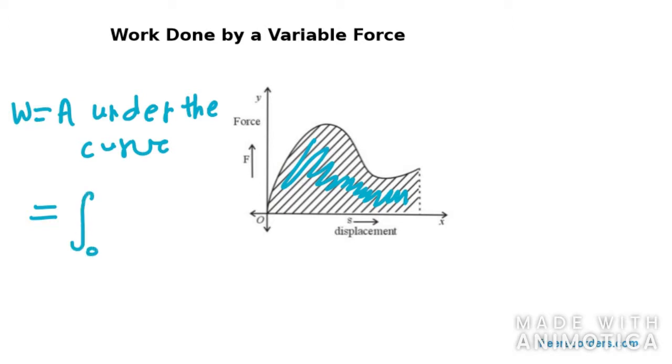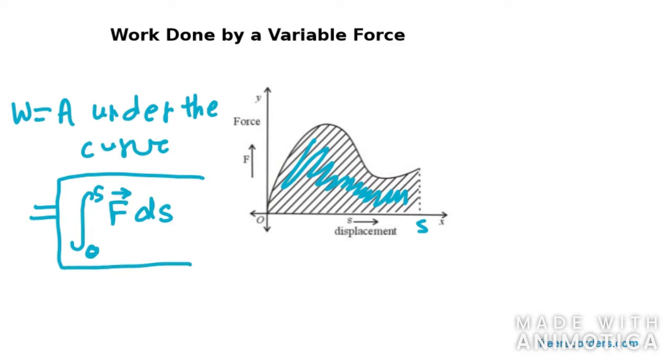So you can see that initially the displacement is 0. So the initial limit will be 0 and it will be S here because the final one is S. Now we have F and my variable will be dS, that is displacement. So this is my work done under a variable force.